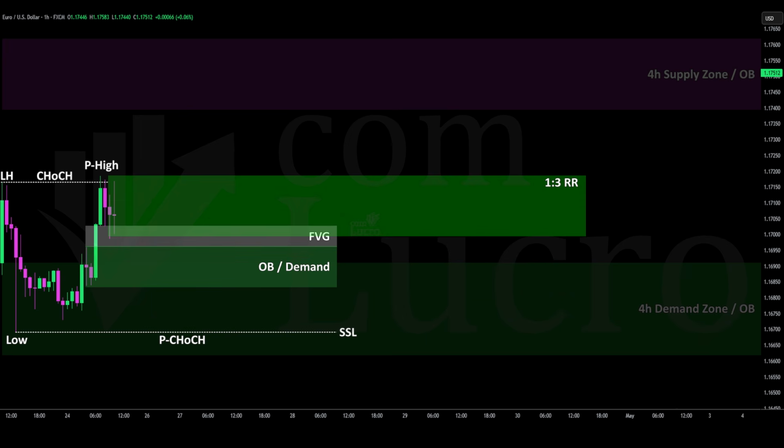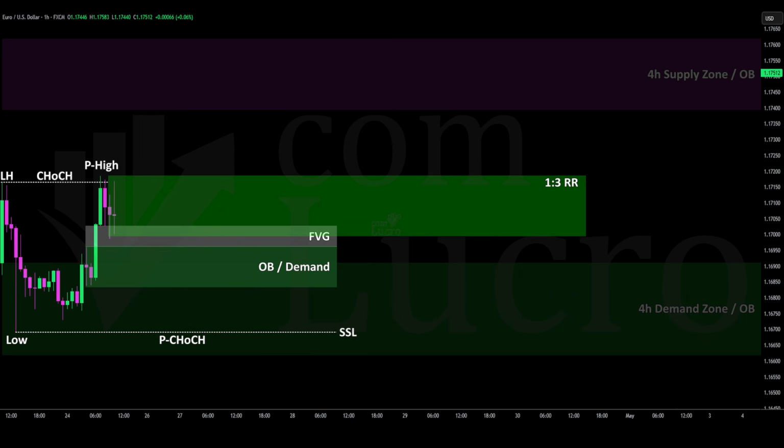As soon as that level is reached, 50% of the position is closed and the stop loss is immediately moved to the entry point. This is one of the most important parts of the strategy, because once half of the position is closed at the first objective, the trade has already secured profit.